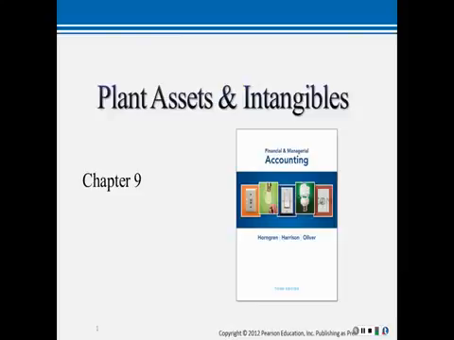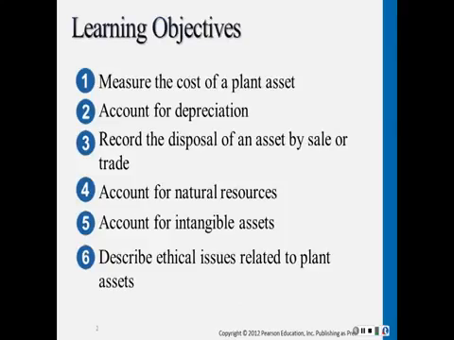Chapter 9 is about plant assets and intangibles. The learning objectives for this chapter include to measure the cost of a plant asset, account for depreciation, record the disposal of an asset or sale or trade, account for natural resources, account for intangible assets, and describe ethical issues related to plant assets.